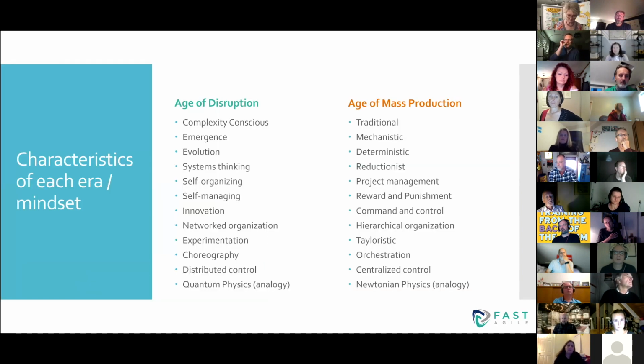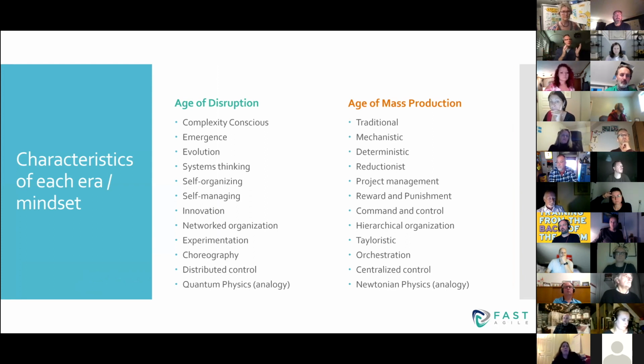So here are the kind of characteristics. I'm not going to read all of these, but these are the characteristics as you move from this age of mass production to the age of disruption, and how your mindset needs to change and how you start thinking of things. And these things over on the left, these are all embedded in FAST. This is what FAST is designed for. And I feel that a lot of what we're doing in Agile at Scale right now is still embedded too far in the right, over here in the age of mass production.